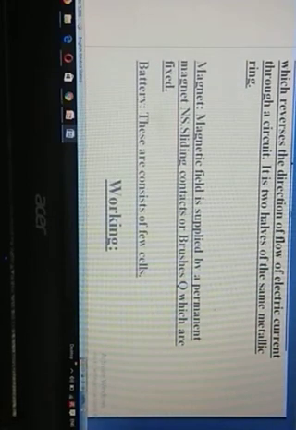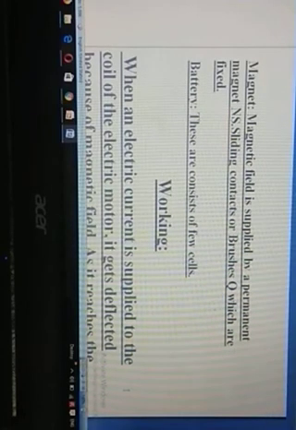Now, there is a magnetic field which is supplied by the permanent magnet. A magnet is also used here. So we can say that the magnetic field is supplied by a permanent magnet with north and south poles. There are sliding contacts or brushes which are fixed. We are also using a battery, which consists of a cell.